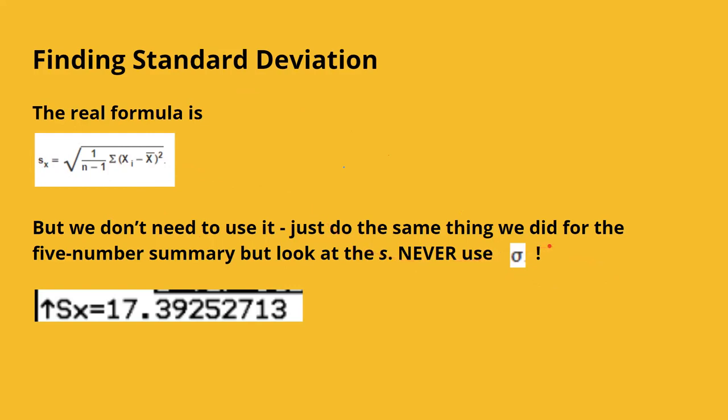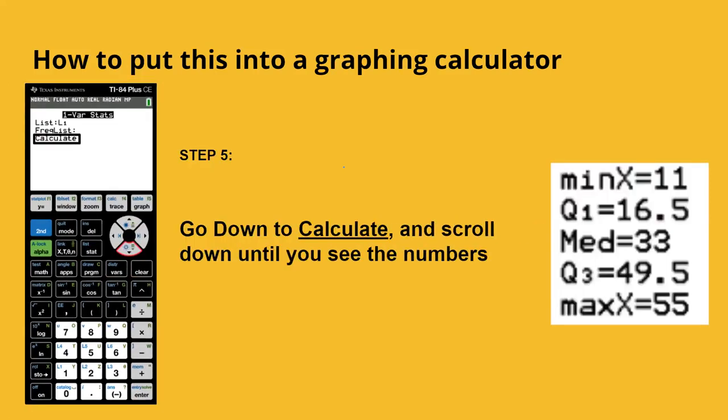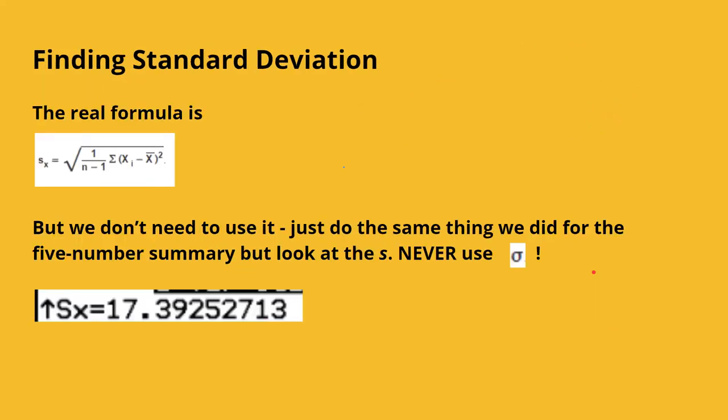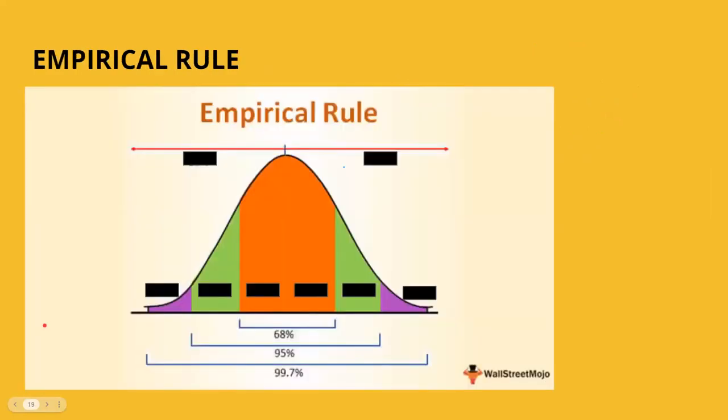So we don't do that one, but luckily you don't have to do this formula. It's pretty complicated, as you can see, and it takes a really long time because you have to write a table and square a whole bunch of numbers and do a bunch of crazy things. You don't want to do that. Just do this again, and once you get to this part, calculate, you'll see that above these numbers there will be this SX, and that is the standard deviation of the sample that you want to use. So that's how you find standard deviation.